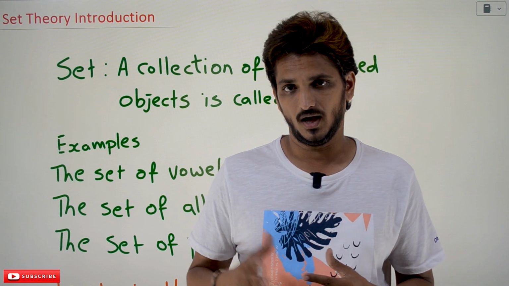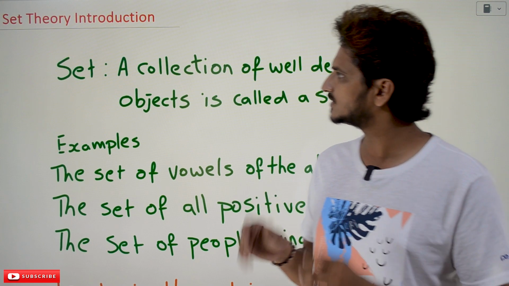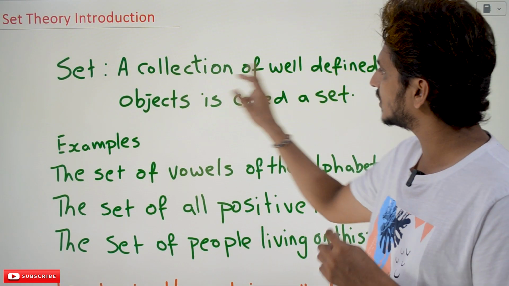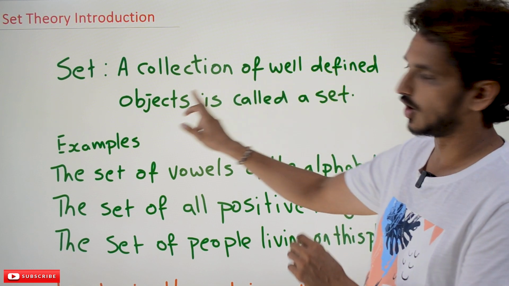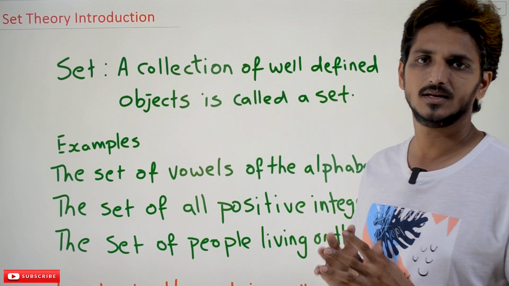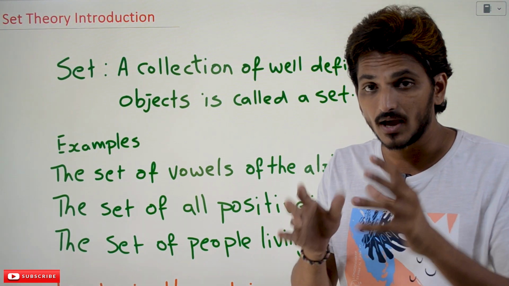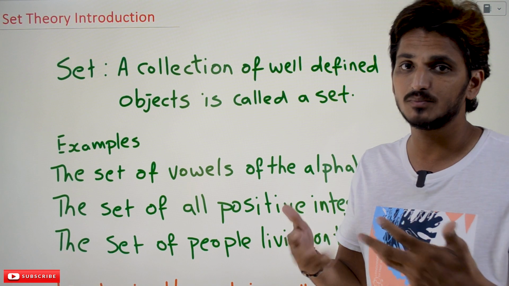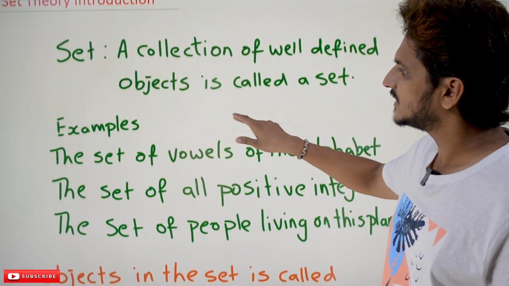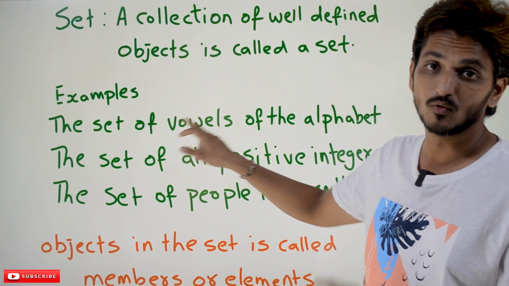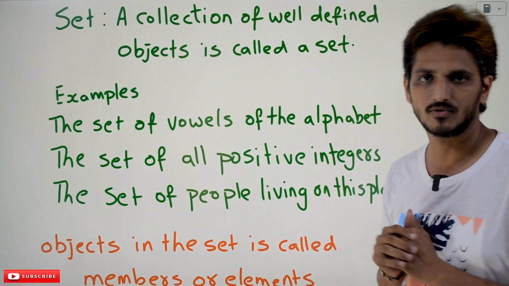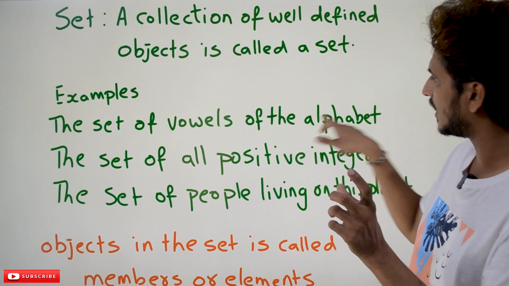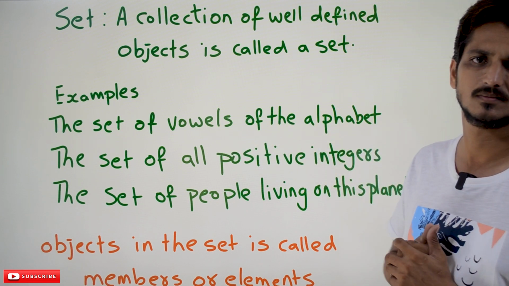So, coming to today's class: what do we call a set? A collection of well-defined objects is called a set. With examples, you are going to understand it better. Let's take an example, the set of vowels of the alphabet. It's well-defined. We call it a set.